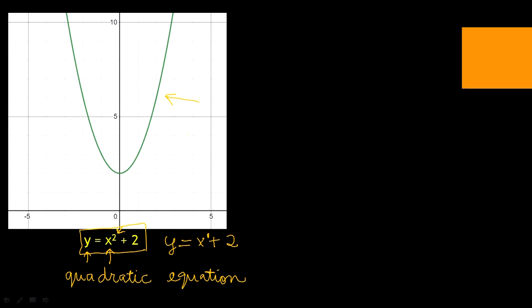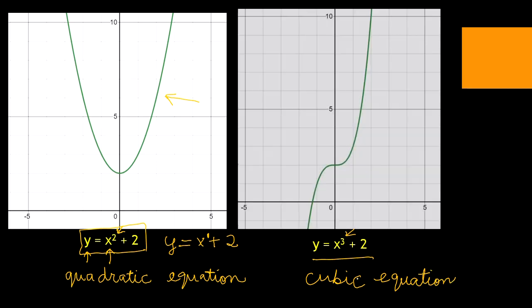of this nature. We can have other equations such as this one, y equals x cube plus 2. Here the highest power is 3, and we call such equations cubic equations. Now if we look at the graph of such an equation, we get a curve of this nature. Now this is a very weird looking curve, much different from the curve of a quadratic equation and very different from the straight line we get in the case of a linear equation.